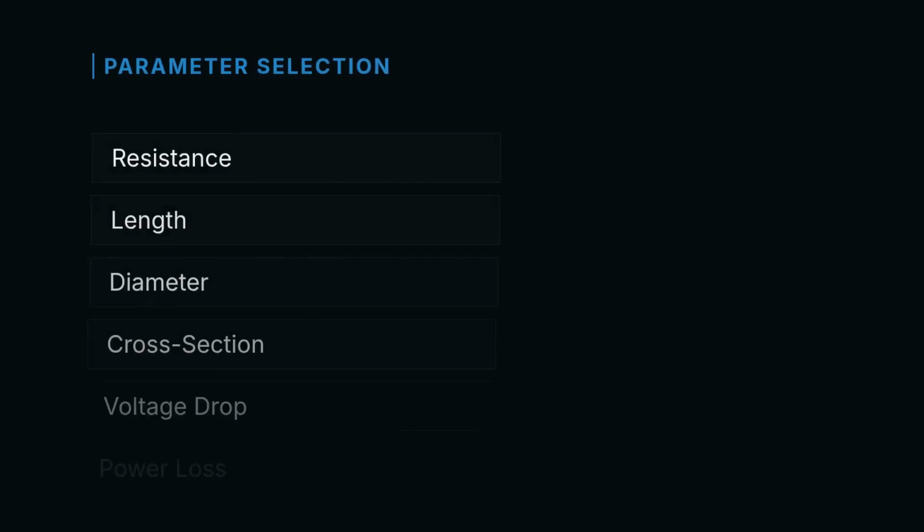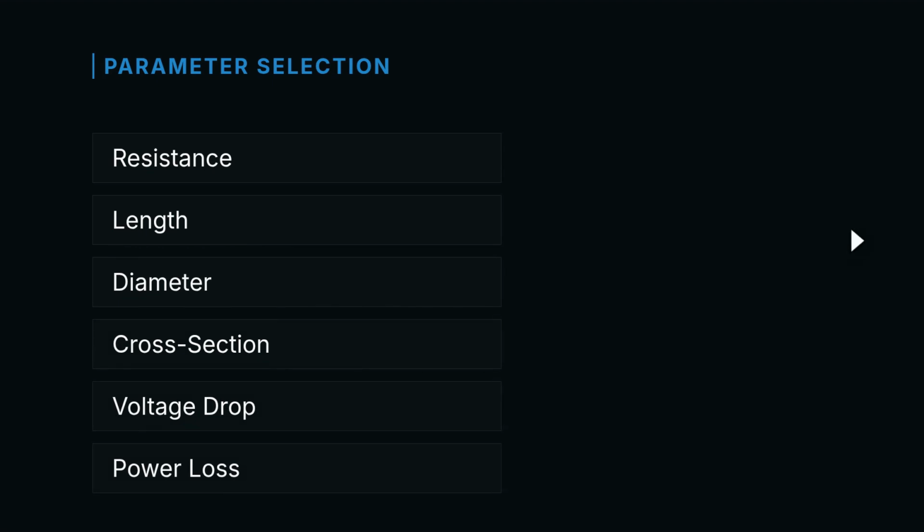This is the Wire Resistance Interactive Calculator, which calculates electrical resistance and related parameters for different wire configurations. Let's explore the interface. First, select your calculation mode from 6 options: Calculate Resistance, Calculate Required Length, Calculate Required Diameter, Calculate Required Cross-Section, Calculate Voltage Drop, or Calculate Power Loss.